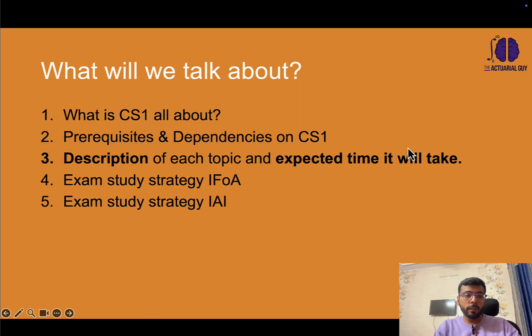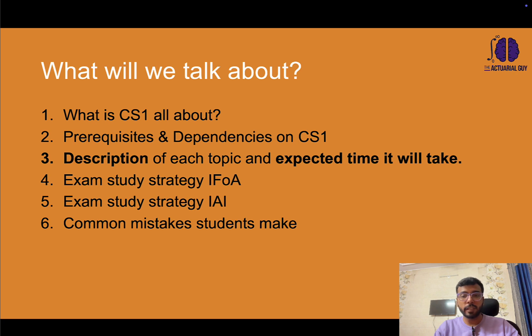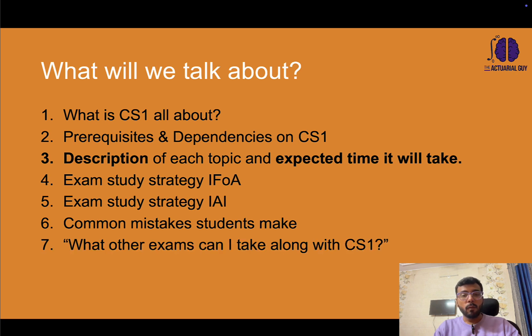Then we'll talk about what should be your exam study strategy for IFoA and IA respectively. We'll talk about the common mistakes that students often end up making while preparing for the subject CS1 exam. We'll talk about what are the other exams that you can take along with CS1, depending on whether you are in a full-time job, you're studying at university, or you're taking actuarial exams full-time.